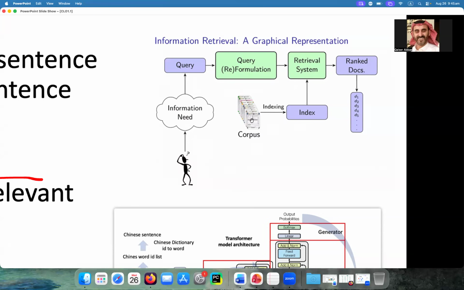So here the documents are indexed. This is an index, like you have a table of contents in your book: this chapter at this page, this topic at this page. This index is like that.